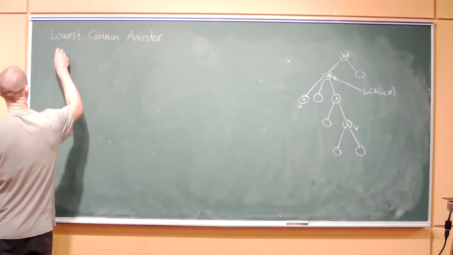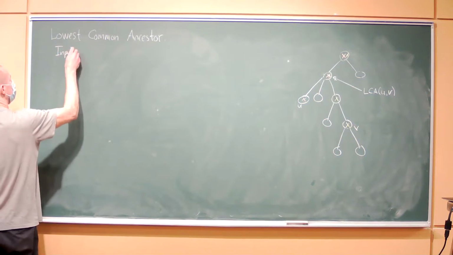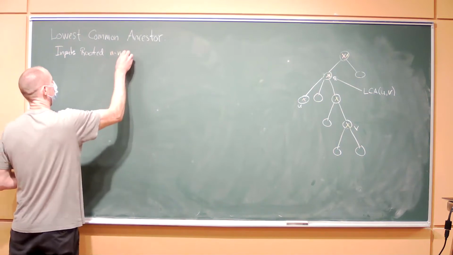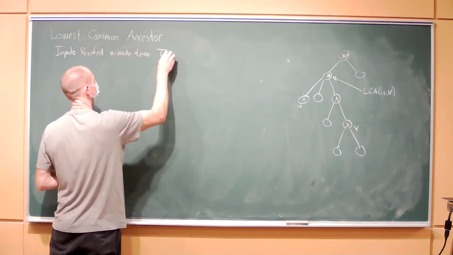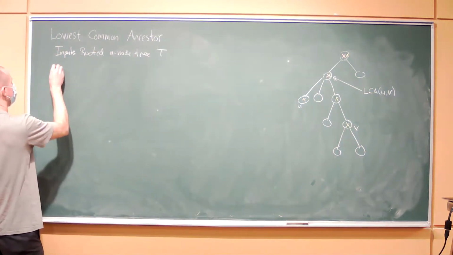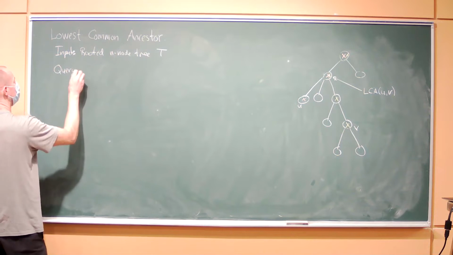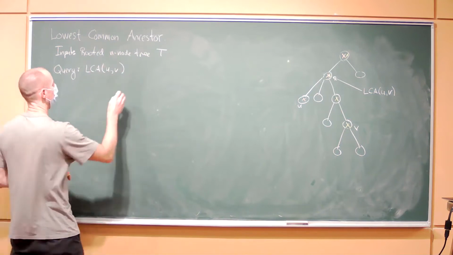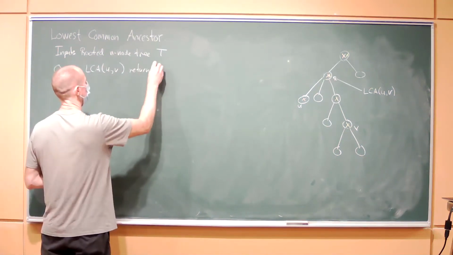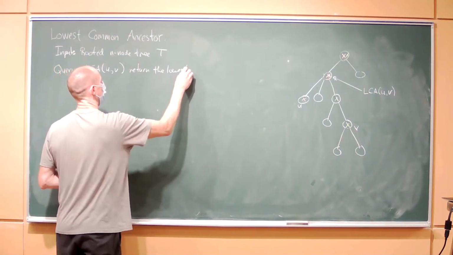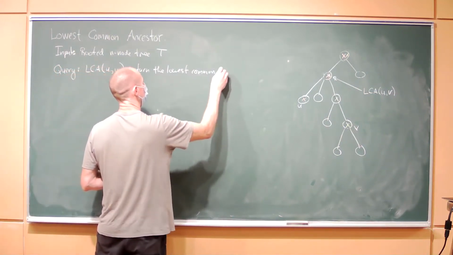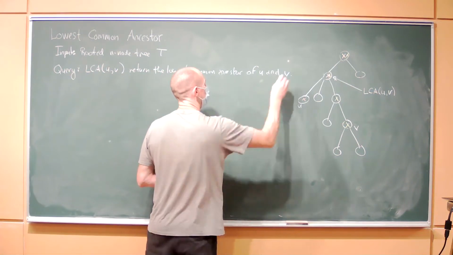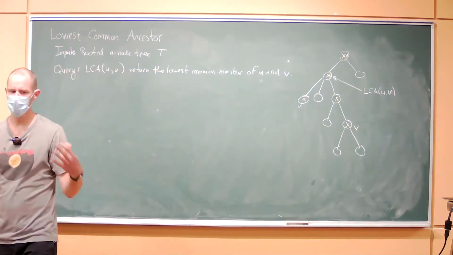So the input is a rooted n-node tree T, and we want to pre-process it so that we can answer queries of the form, you give me two nodes U and V, and you return the lowest common ancestor. Okay, I think this can be a big tree.